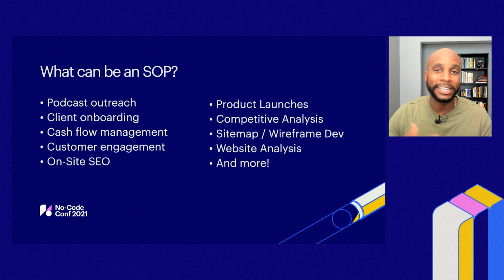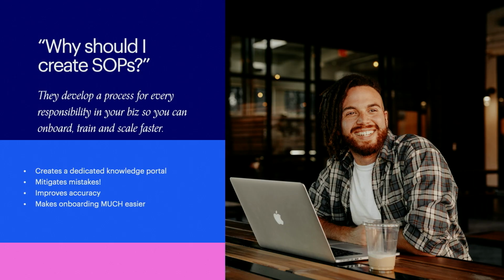But ultimately, by creating these systems, you're developing your intellectual property for your agency. You're creating a knowledge base for new hires, and you're essentially making it so that you can scale. And again, you don't have to be scaling to 30 million a year, right? You might want to scale to 100,000 or 500,000 or 750,000. You can't do it without SOPs. Just 4 more options on developing this process. It creates a responsibility in your biz so you can onboard, train, and scale faster.